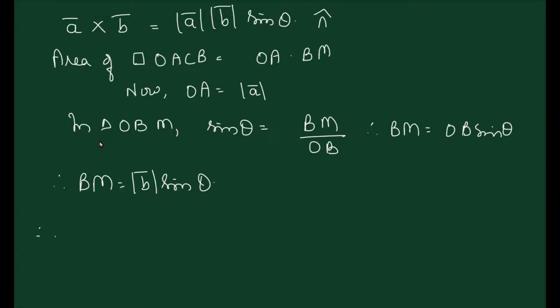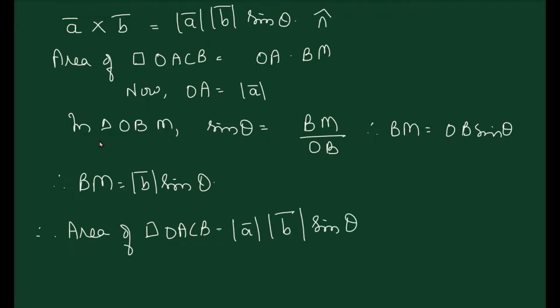So combining both these values, we get area of parallelogram OACB is equal to mod A mod B sin theta. Okay, which is nothing but the magnitude of the cross product of A and B, isn't it? So we can say that it is equal to mod of A cross B. So this gives us the area of parallelogram OACB in terms of the vector product.